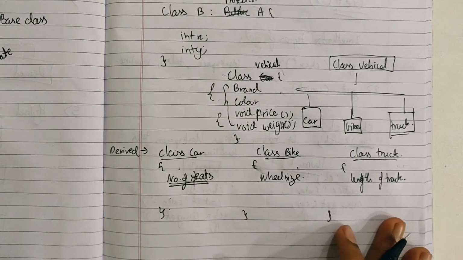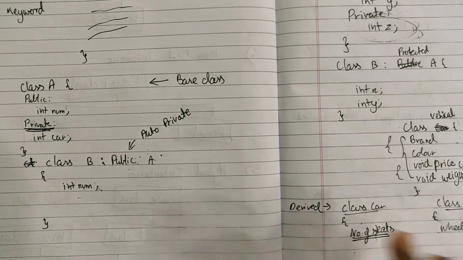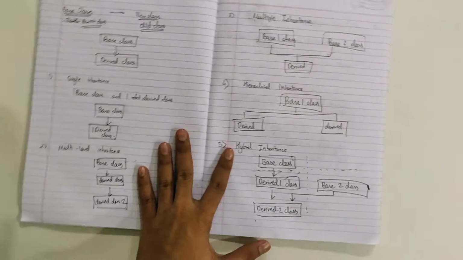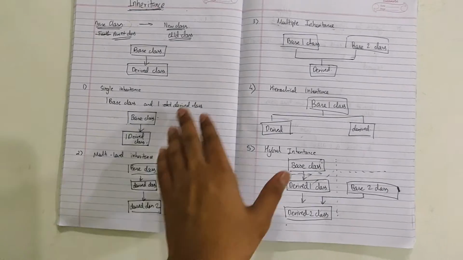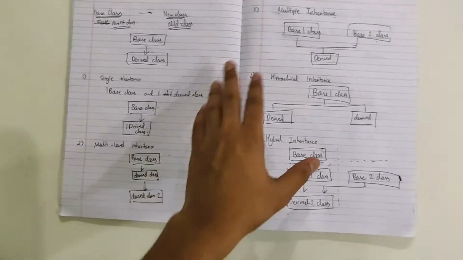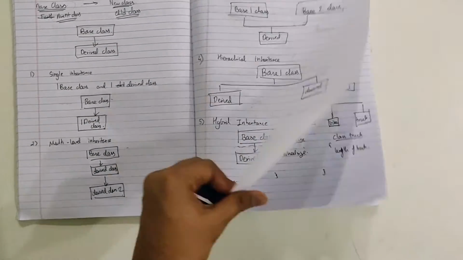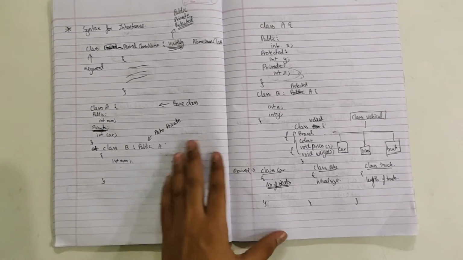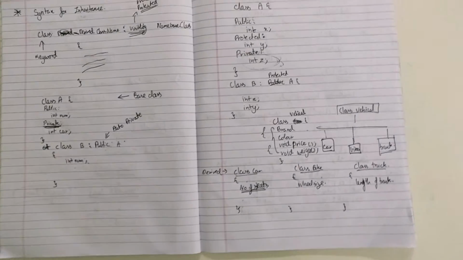So that is it. Inheritance is understood. If you want, I'll send a PDF of the sample code, or I'll send you experiment 7. So this is inheritance: single, multiple, multi-level, hierarchical, hybrid, syntax of inheritance, examples. That is it. That is inheritance.